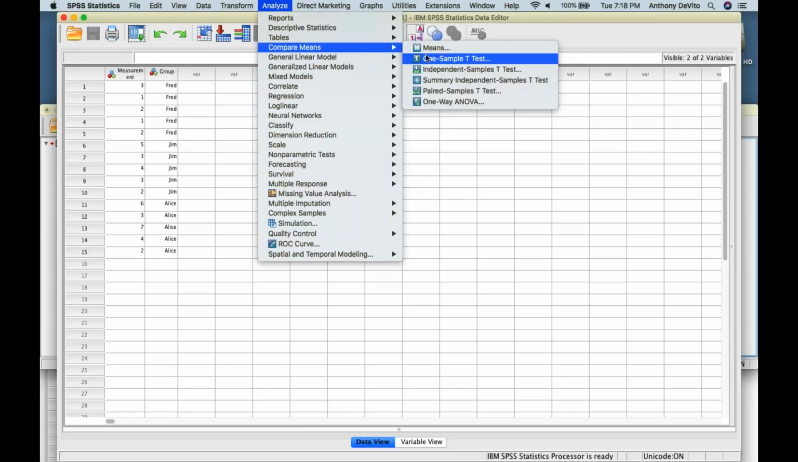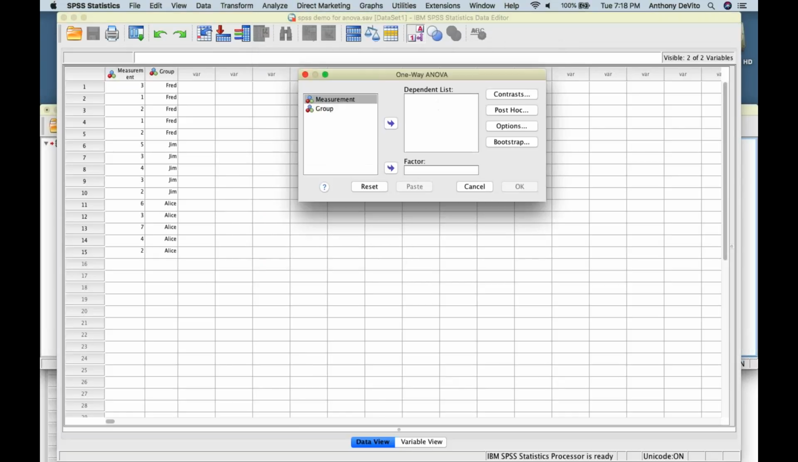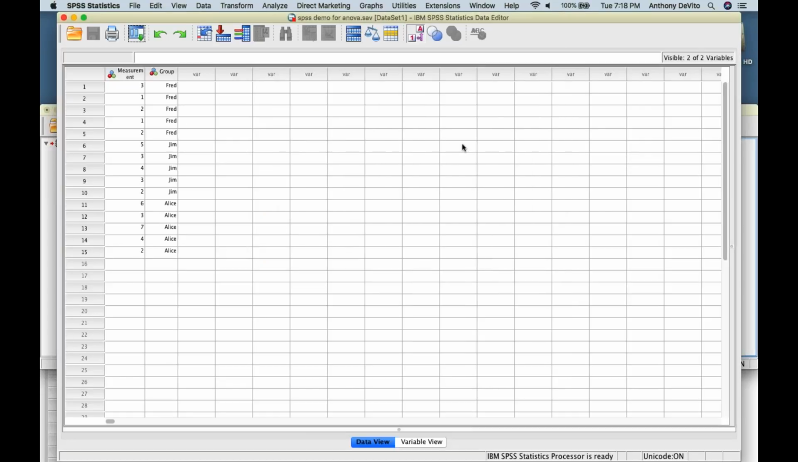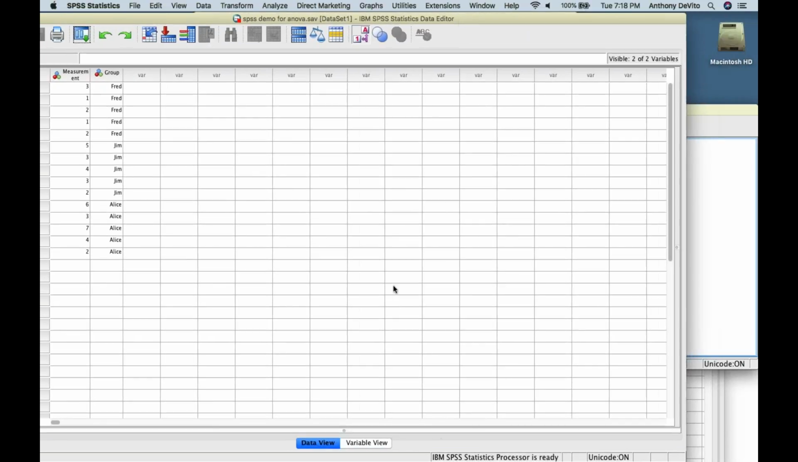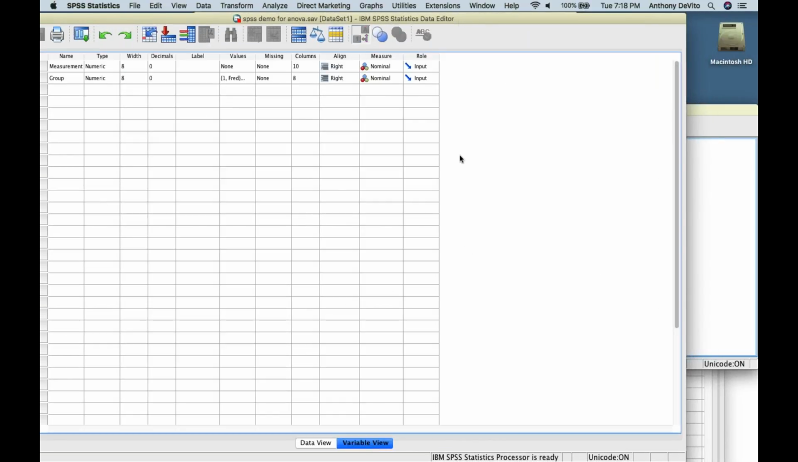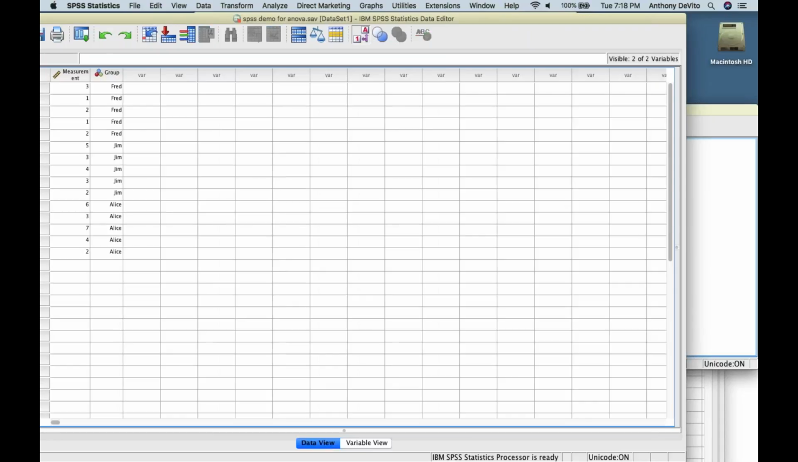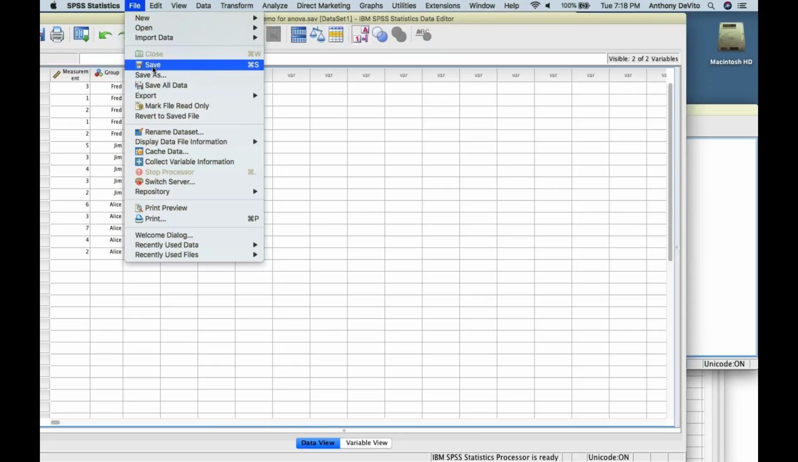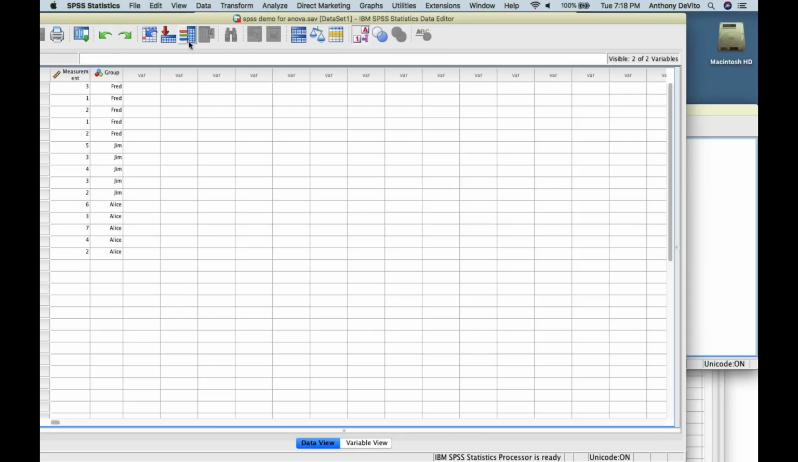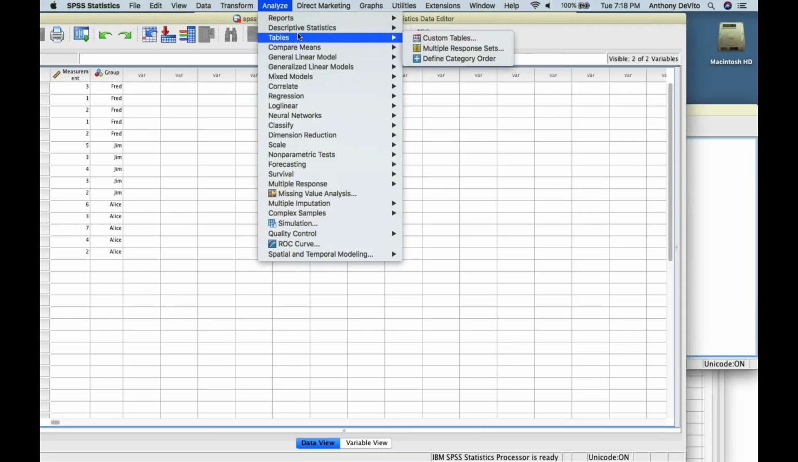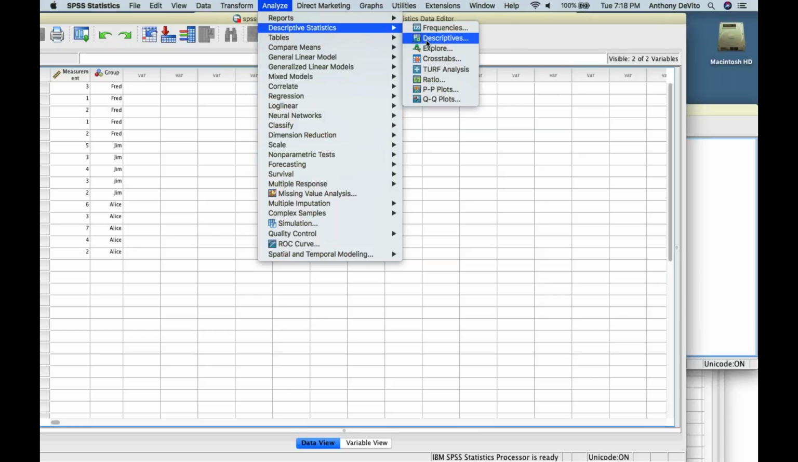Analyze, compare means, variance, group. Did it again. I didn't save the file after I made the change in the variable type. Let me say save.